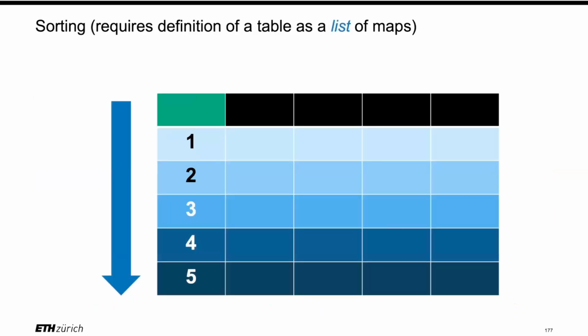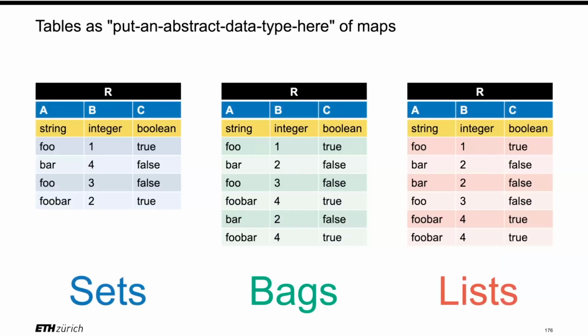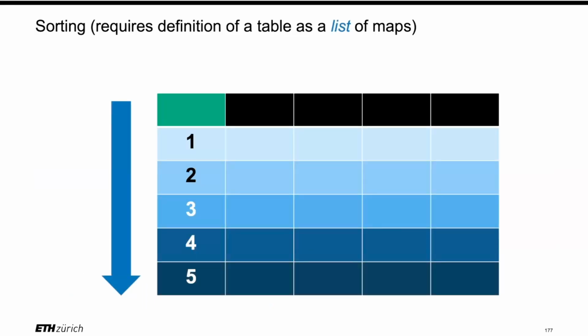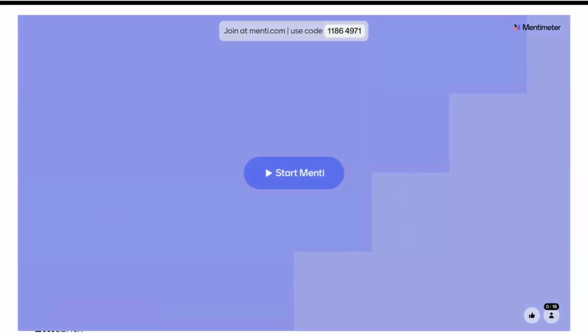Okay, so we're actually done. By the way, on lists, you do have one more thing you cannot do on sets or bags, that's sorting. If you have the lists of maps semantic, then you also have operators that sort the records according to a specific criteria, right? Okay.